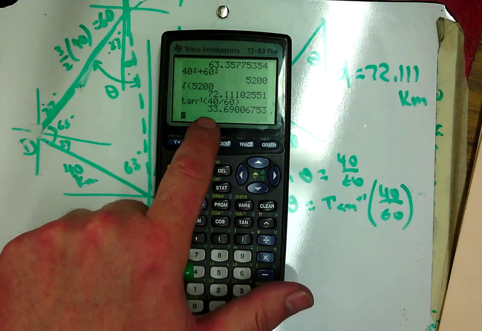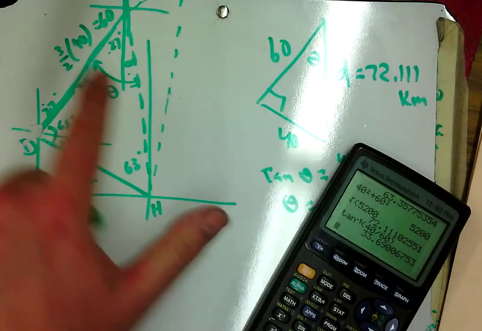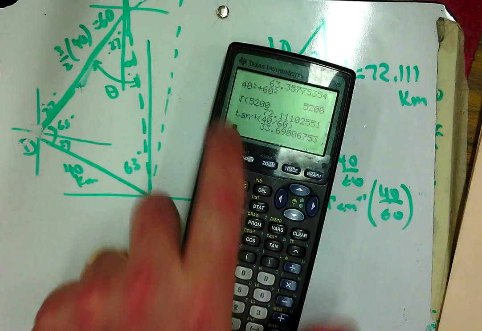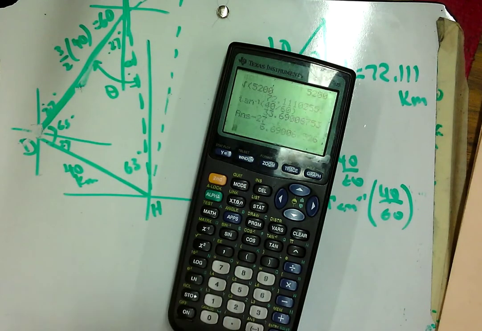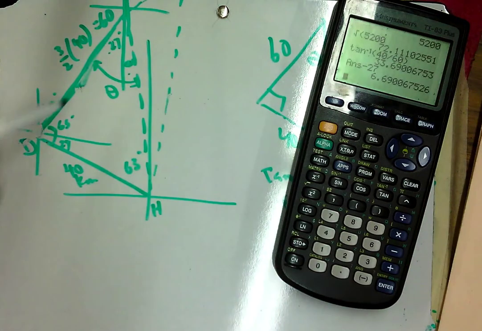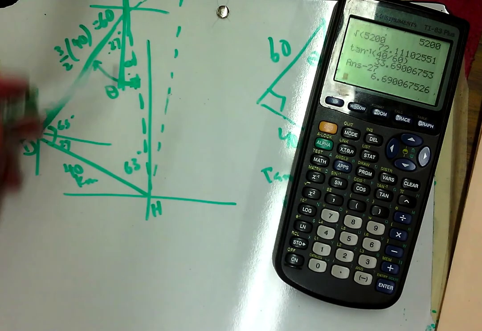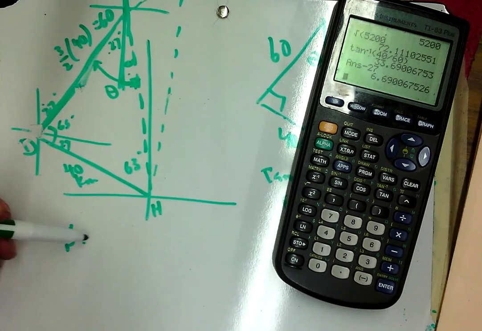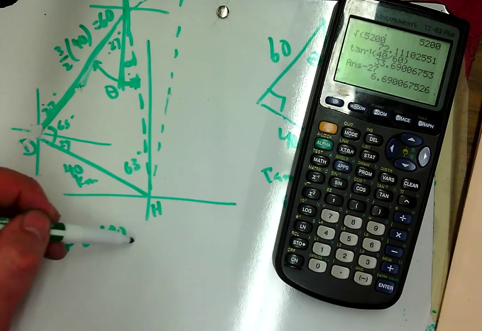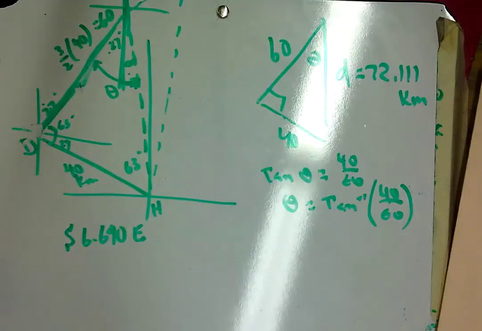So, 33.69 degrees is theta. We want to take 27 degrees away from that. And so we get a bearing of 6.69. So he wants to head south 6.69 degrees east. Okay, there's station 7.